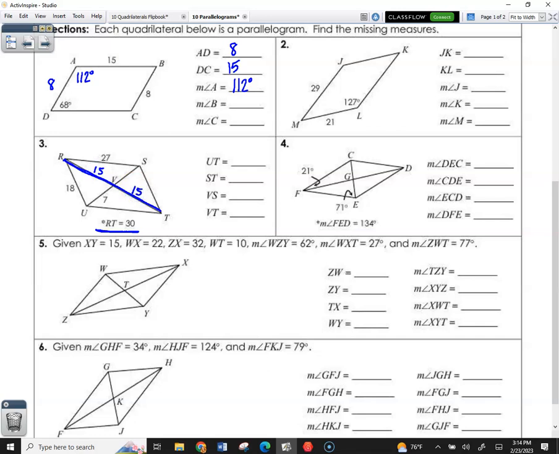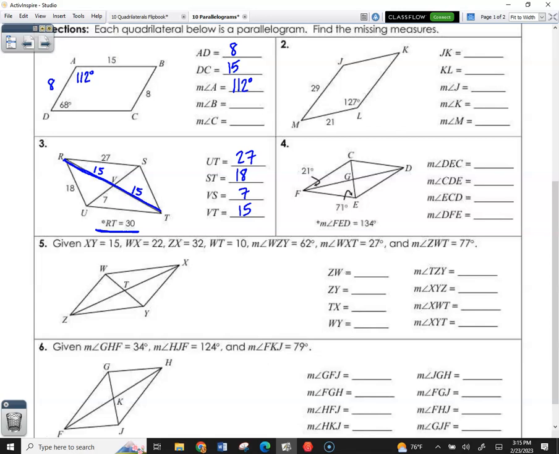All right, now let's start labeling. It says side UT. Well, UT is 27. There you go, it's a parallelogram, opposite sides are congruent. Then it says ST. 18. Then it says VS. 7. There you go. Then it says VT. 15. All right, let's go to one of the ones that are angles, because those are the hard ones.